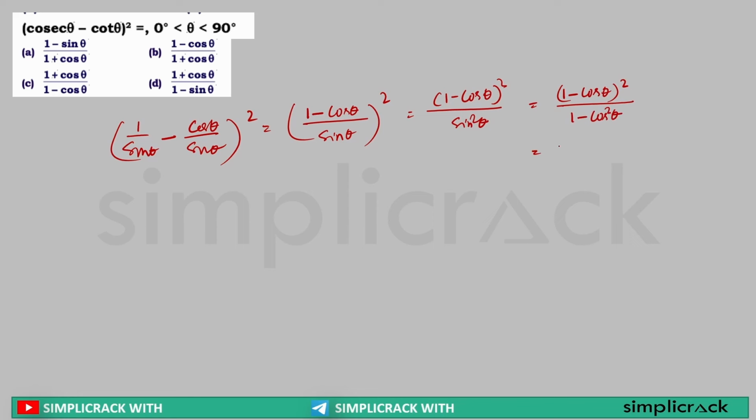A square minus b square can also be written as a plus b into a minus b. Now this 1 minus cos theta cut out. So what is remaining? 1 minus cos theta by 1 plus cos theta. So what is the value? 1 minus cos theta by 1 plus cos theta. Option B is the right answer. Clear? Simple. Or directly use the value of theta and find the answer.